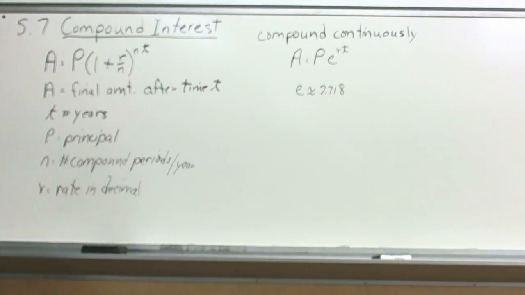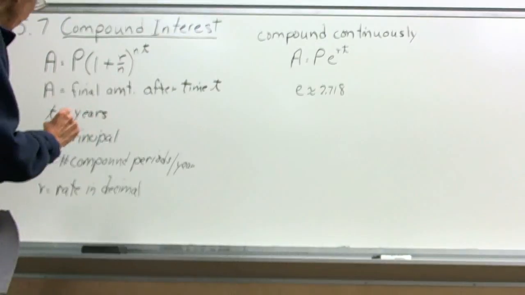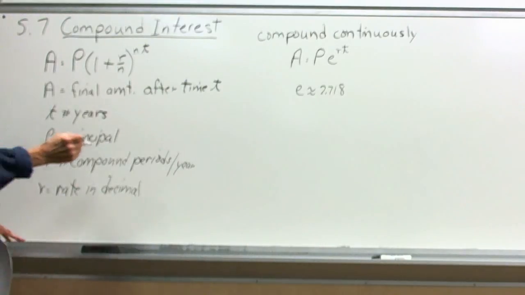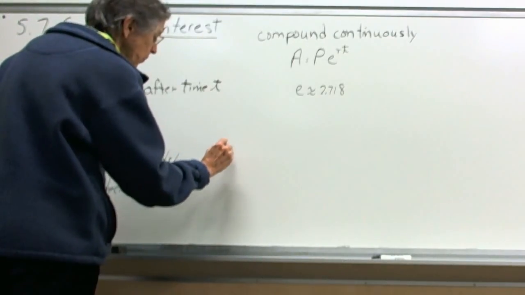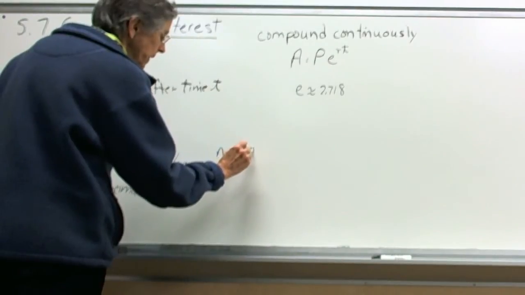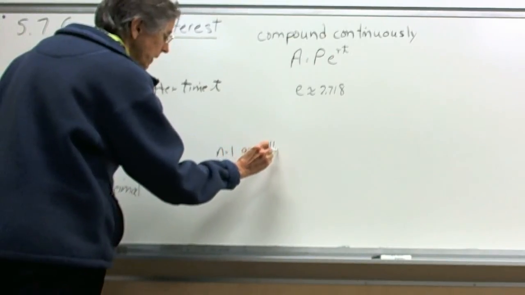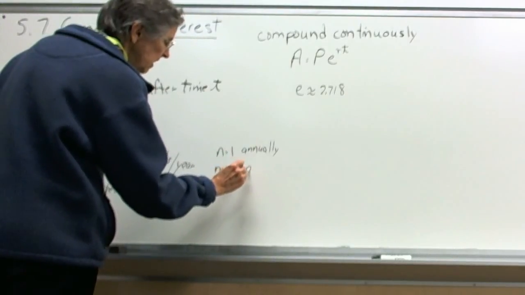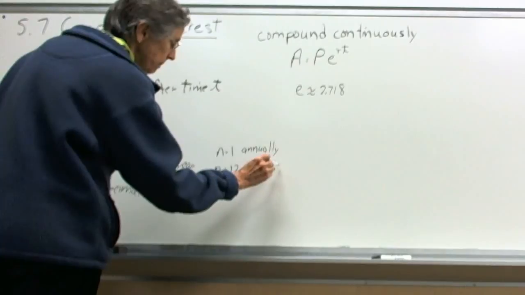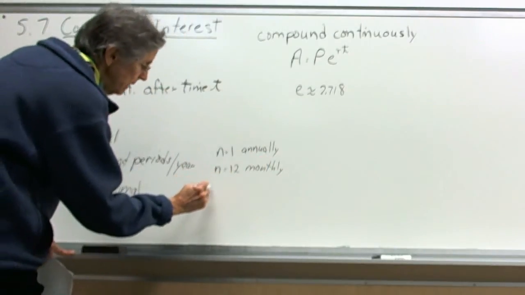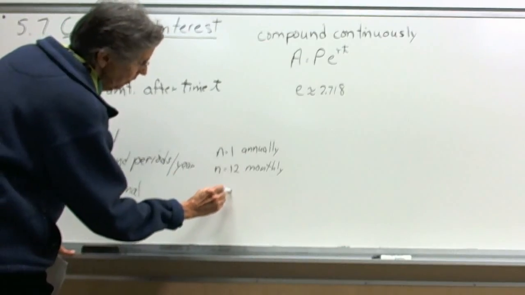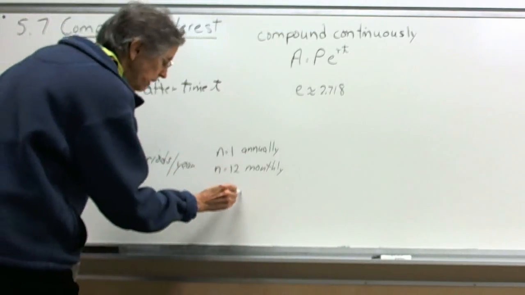So let's think about N, of course, is another issue when we're working with compounding over certain periods. N would be equal to, say, 1 if we're compounding annually. If we're compounding monthly, N would be 12. Another one would be N equal to, say, 4 if we're compounding quarterly.